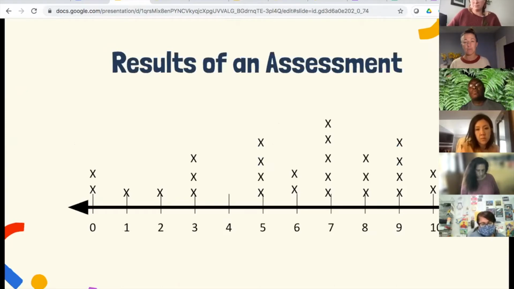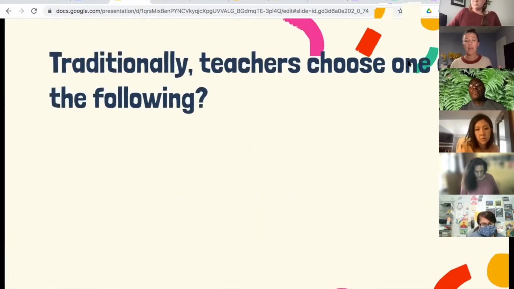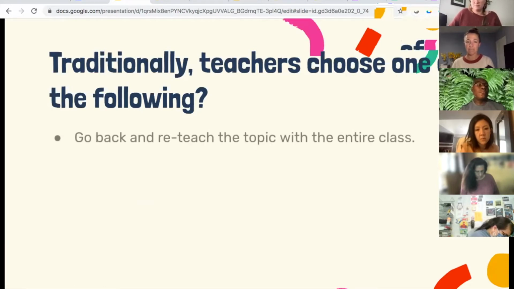You might have some students that just were not demonstrating success, but then you also have on the other side of the spectrum, students that aced it. So, traditionally as teachers, we pick one of these 3 options. First, let's go back and reteach the topic with the entire class, right? We've got to go back, start all over.